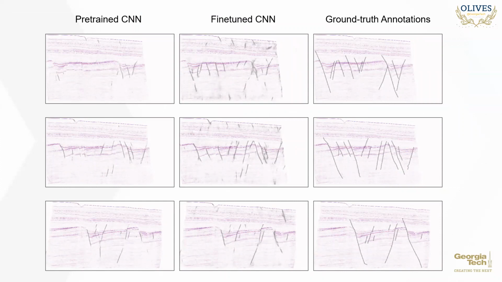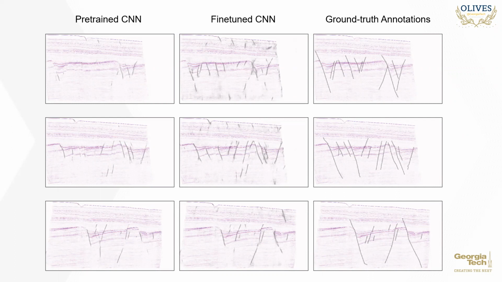The column on the extreme left is 3 different seismic sections from a real data set that we pass through a pre-trained 3D CNN trained on synthetic data. It's able to get some of the faults, but it's also missing a lot of other faults, compared to the ground truth annotations that you can see on the extreme right.